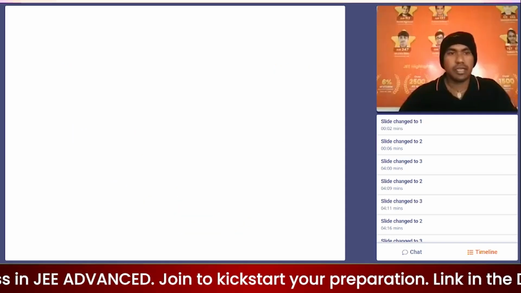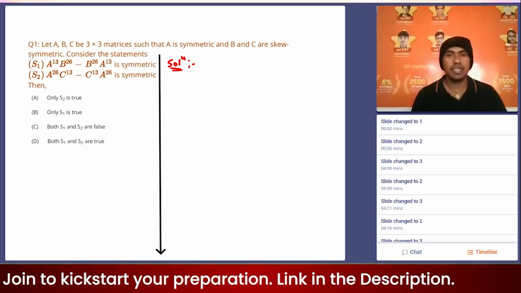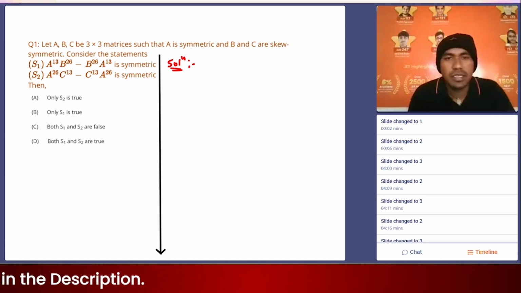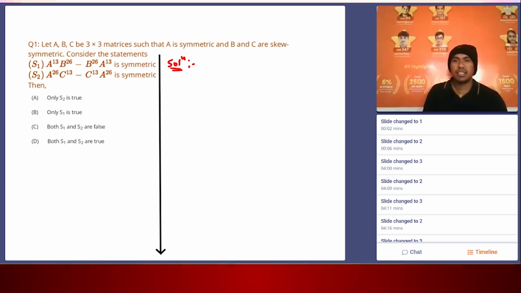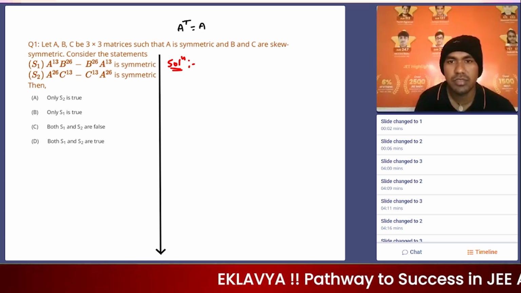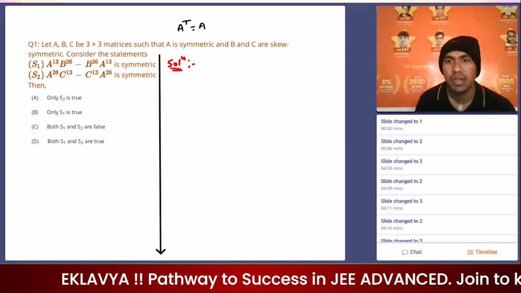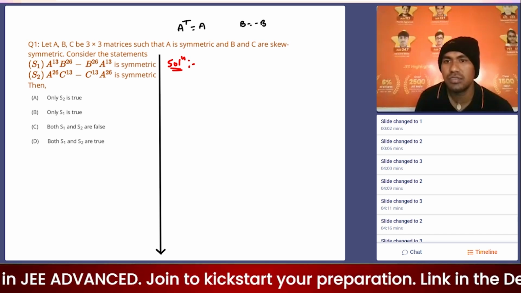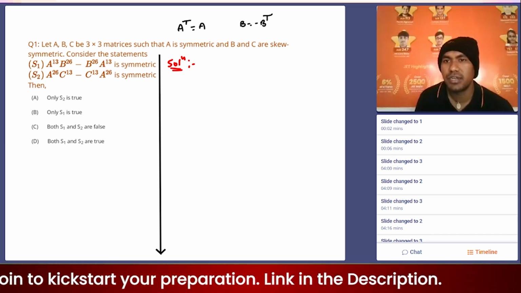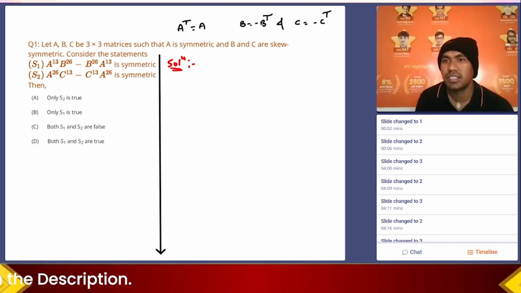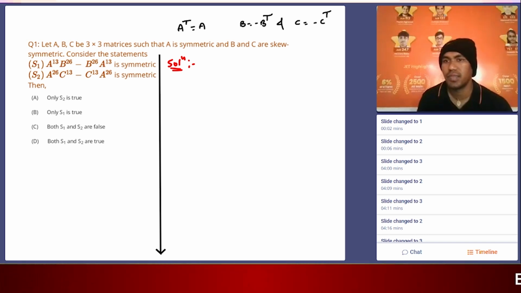Thank you. Okay, so the first question says that here they are given A, B, C, 3 by 3 matrices such that A is symmetric. So A is symmetric means A transpose is equal to A, and B and C are skew symmetric matrices. So B is equal to minus B transpose and C is equal to minus C transpose, right?